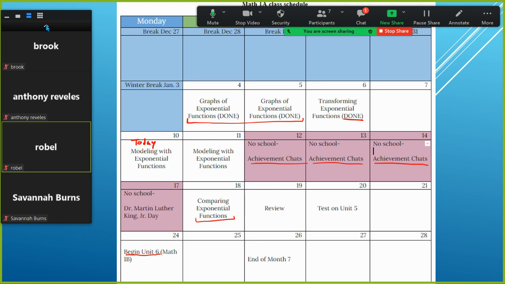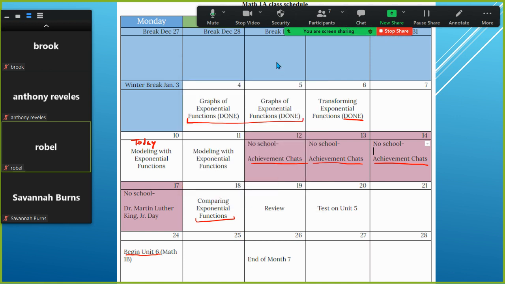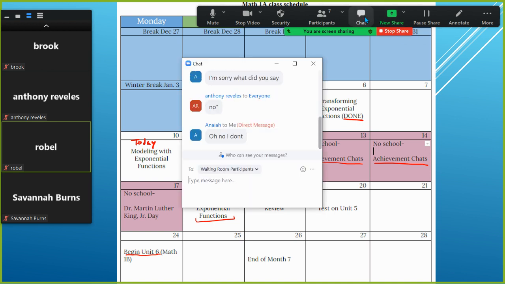Anthony and Robel, do you two have any questions about the schedule? Anaya, I just want to know that you've seen the calendar and if you have any questions about it or if you don't. So if you don't have any questions, can you please just confirm that you understand our schedule this week and next week? Thank you, Anaya. Thank you, Anthony.